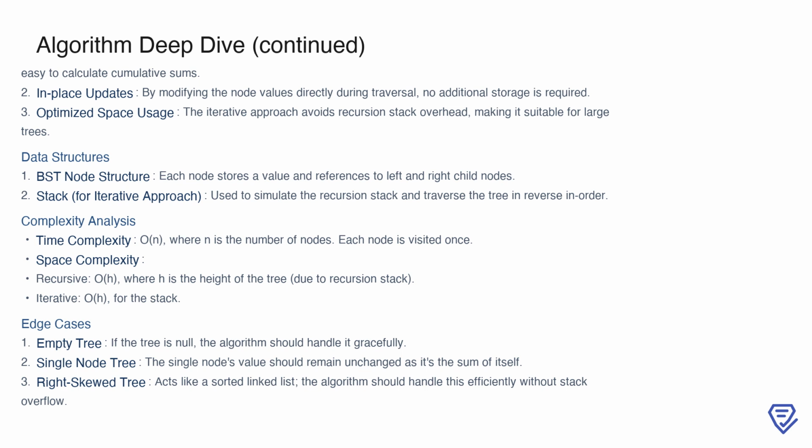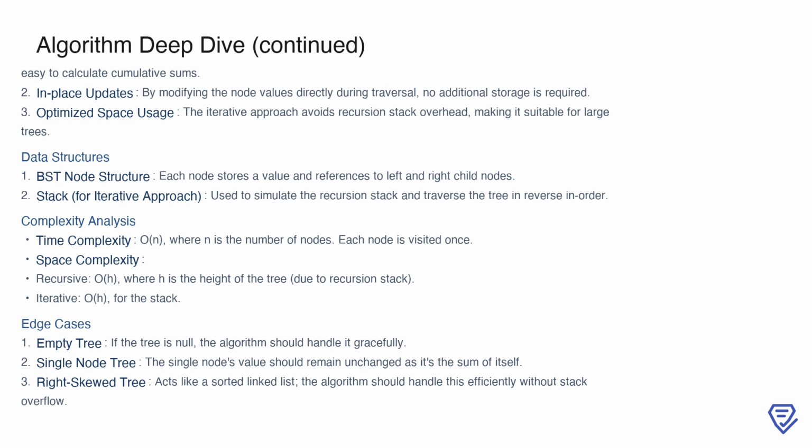Speaking of complexity, the time complexity of this algorithm is O(n), where n is the number of nodes in the tree. Each node is visited exactly once. The space complexity depends on the height of the tree. For the recursive approach, the stack space required is proportional to the height of the tree, O(h). Similarly, in the iterative approach, the stack used explicitly has the same O(h) space requirement. This makes the algorithm efficient for balanced trees and capable of handling edge cases like skewed trees.